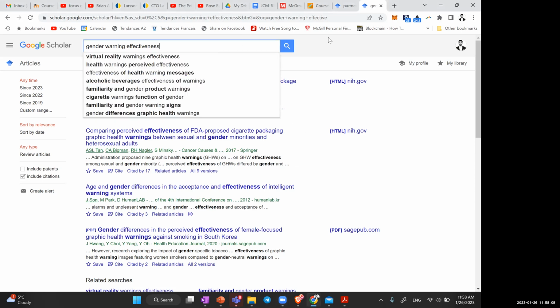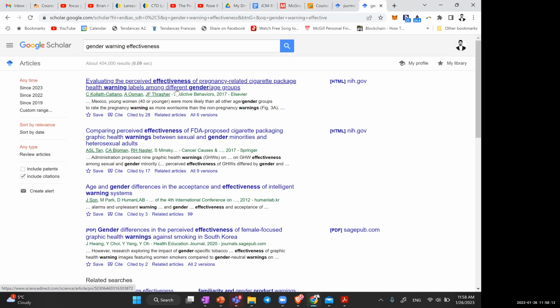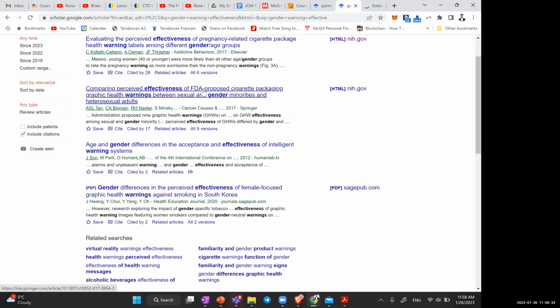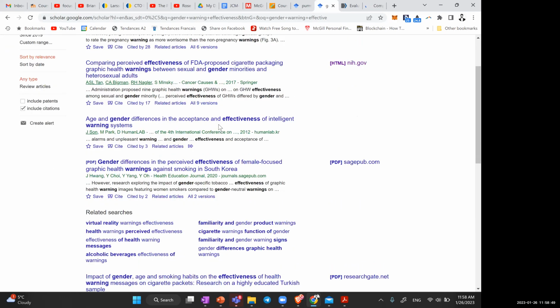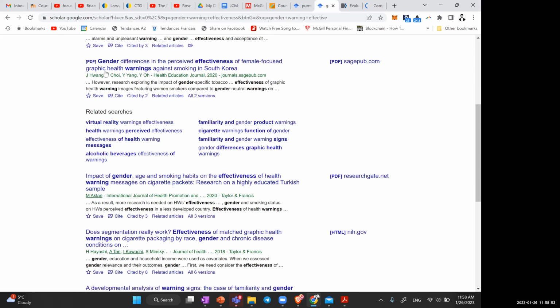Okay, so here we have searched for gender warning effectiveness. Do you see this one? Yes. Okay, so here we go. I can open this one. Comparing perceived effectiveness of FDA proposed cigarette packaging graphic health warnings between sexual and gender minorities. I think you have found these ones before me. Have you looked into these? Gender differences in the perceived effectiveness of female-focused graphic health warnings. I would open that one.